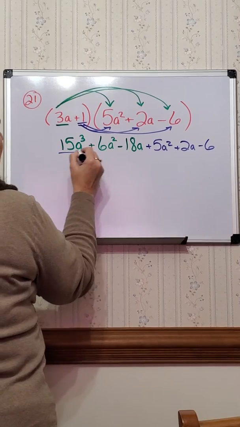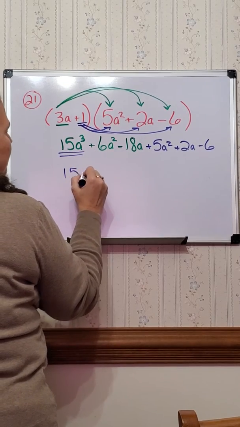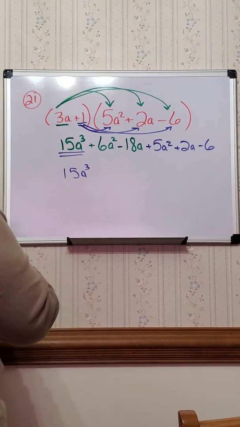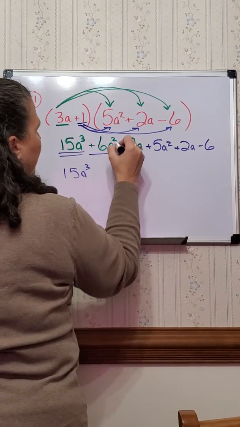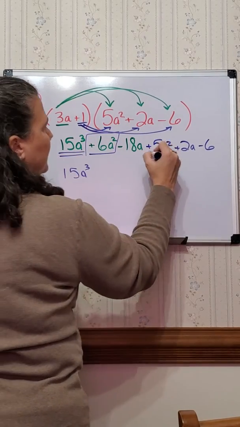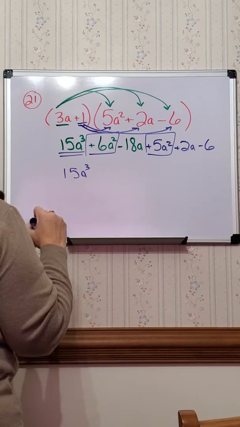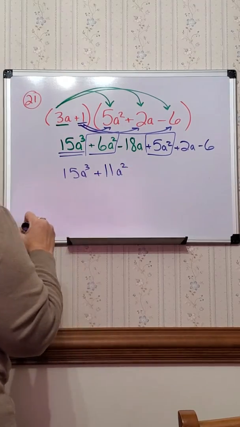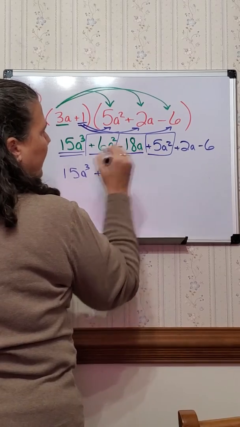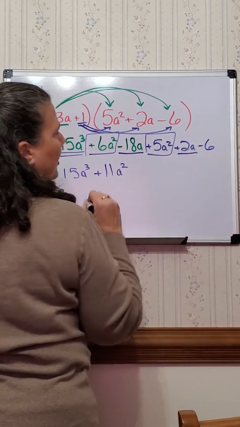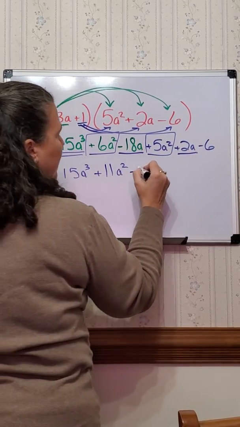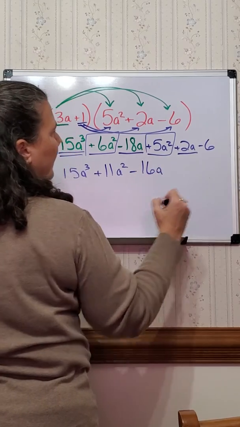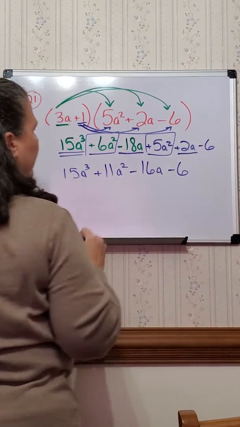Combine like terms. This is my only cubed. I've got positive 6a squared, positive 5a squared, so that's going to be an 11a squared. I've got a negative 18a and a positive 2a, so that's going to be a negative 16a, and then I'm going to bring down that negative 6.